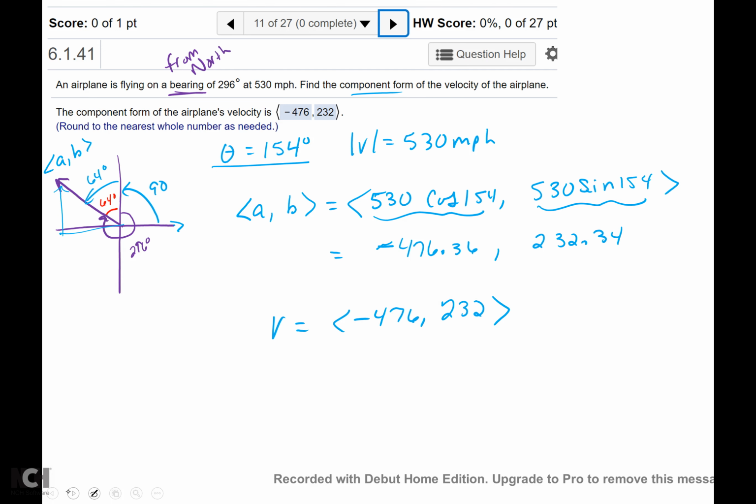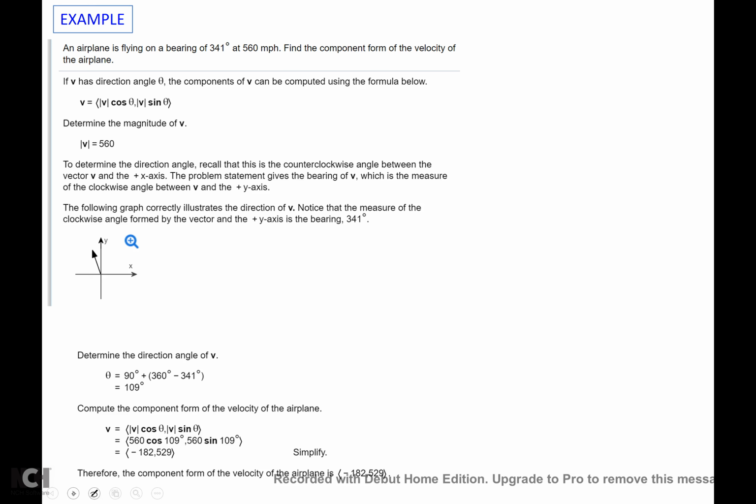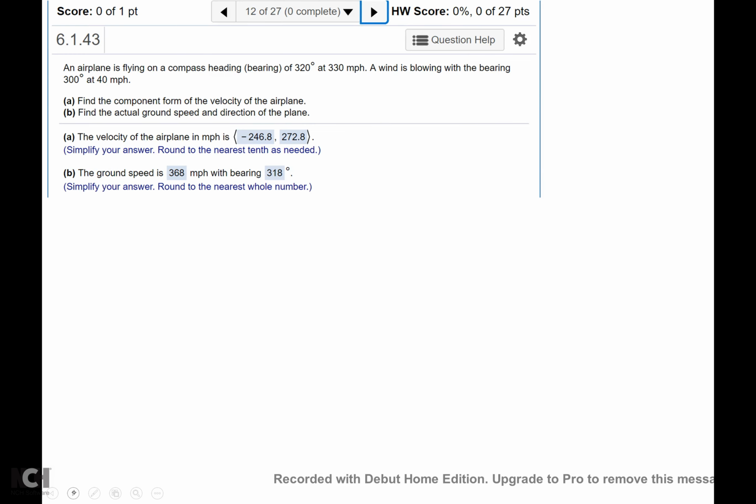Okay, the next one is just an example, and we have this next one now. Alright, we have an airplane that's flying on a compass heading or a bearing of 320 at 330 miles an hour. A wind is blowing with the bearing of 300 degrees at 40 miles an hour. So we've got two things going on. We've got a plane and we've got a wind.